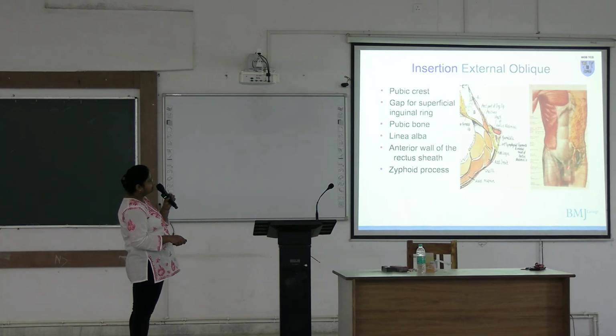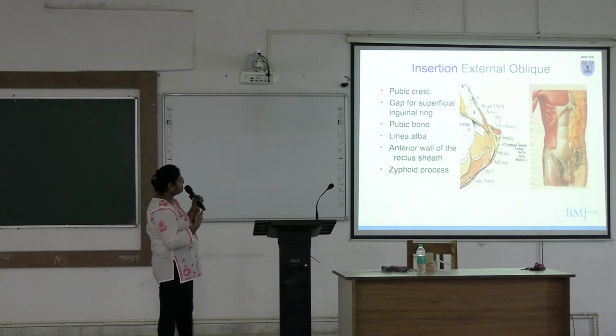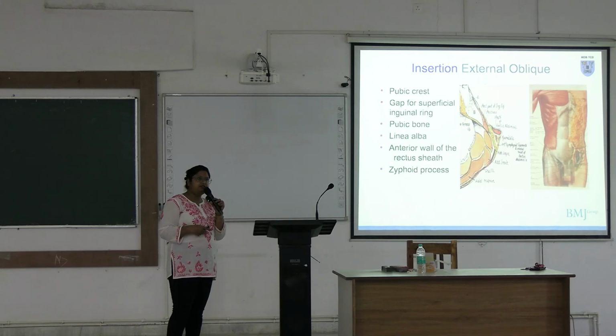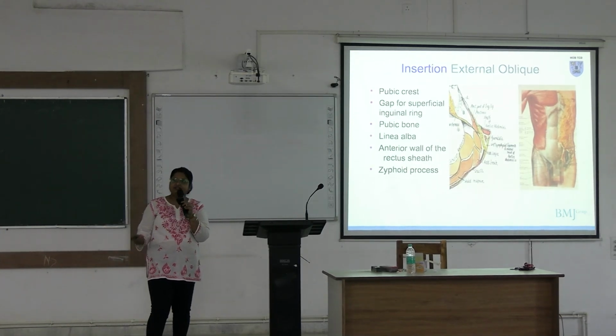Okay, so here is pubic crest. Here is located the superficial inguinal ring, pubic bone. Here midline structure is the linea alba, and it is forming the anterior wall of the rectus sheath, and also some fibers are inserted over the xiphoid process. Okay, so this is insertion of the external oblique. It is given in your OSPE question. Okay, you will be asked about origin, insertion, nerve supply, action, like this.